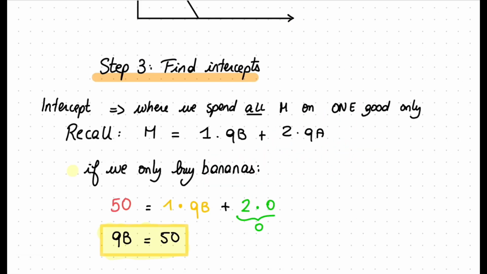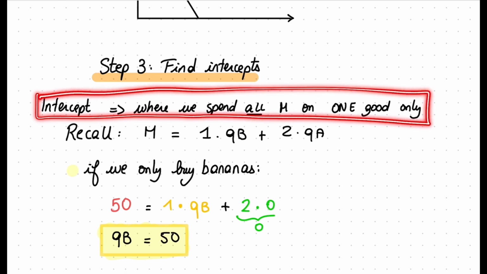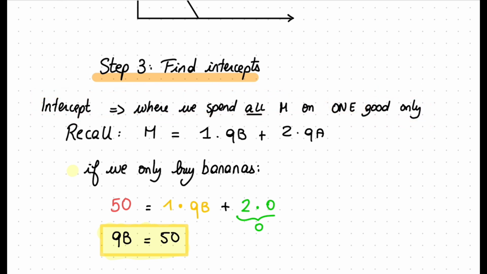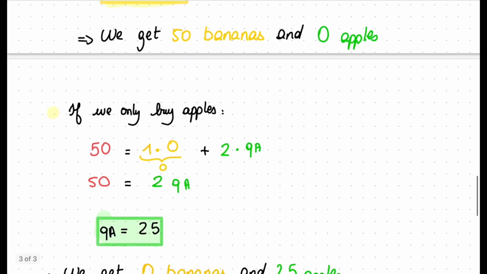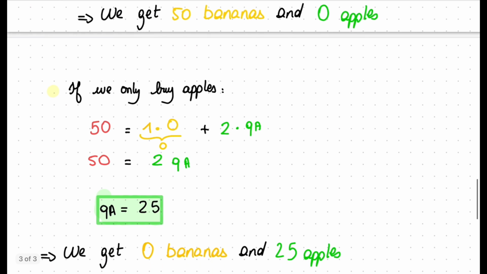So the intercept for the budget constraint is the point where we decide to spend all our money on one good only. So here, if we spend all our $50 on bananas, where each banana costs $1, we'd have 50 bananas and 0 apples. And similarly, if we spend all our $50 on apples, we'd have 25 apples and 0 bananas. So how did I get here? Well, if you divide 50 by the price of apples, which is $2, well, you get 50 divided by 2, which is 25.